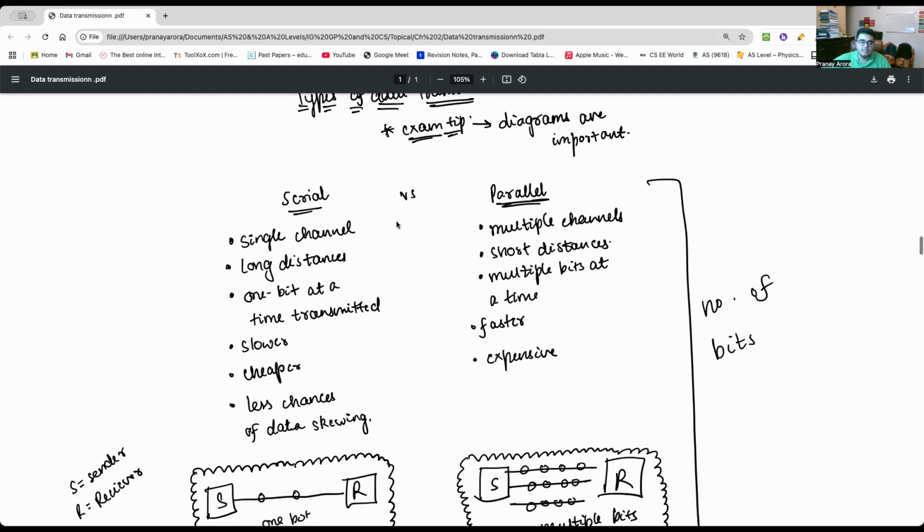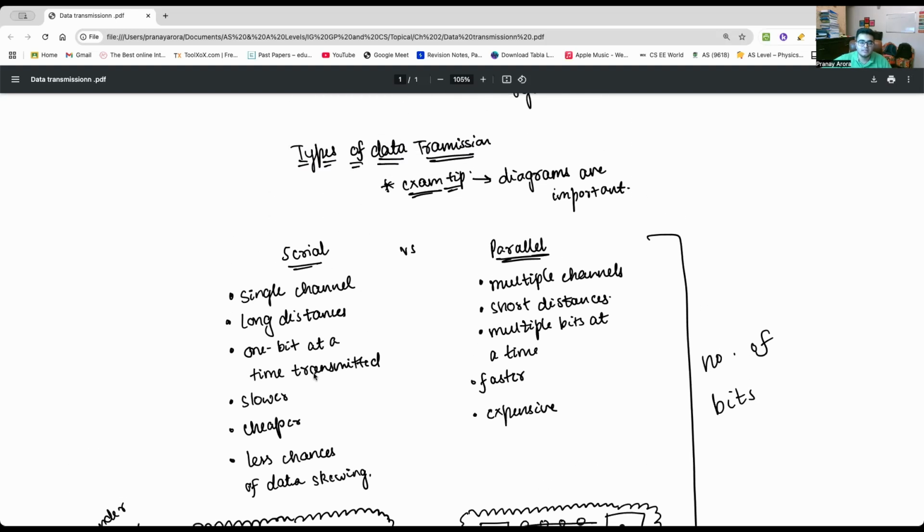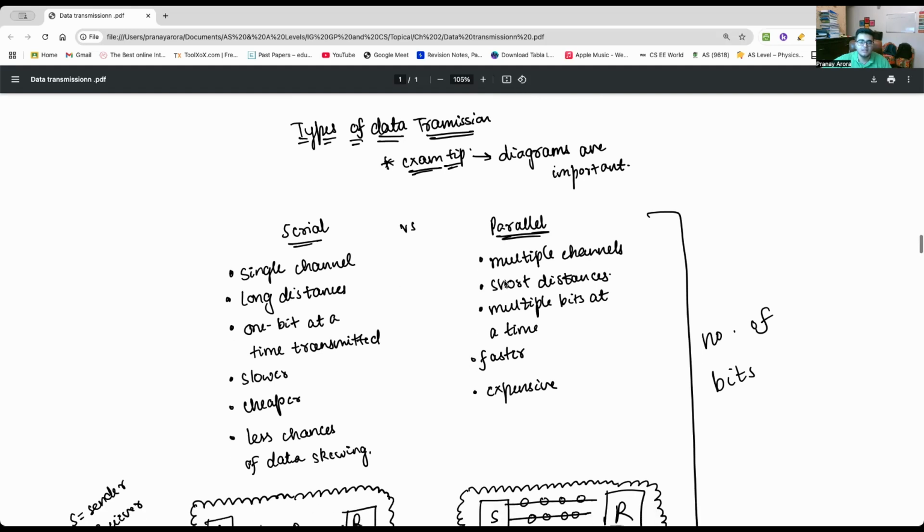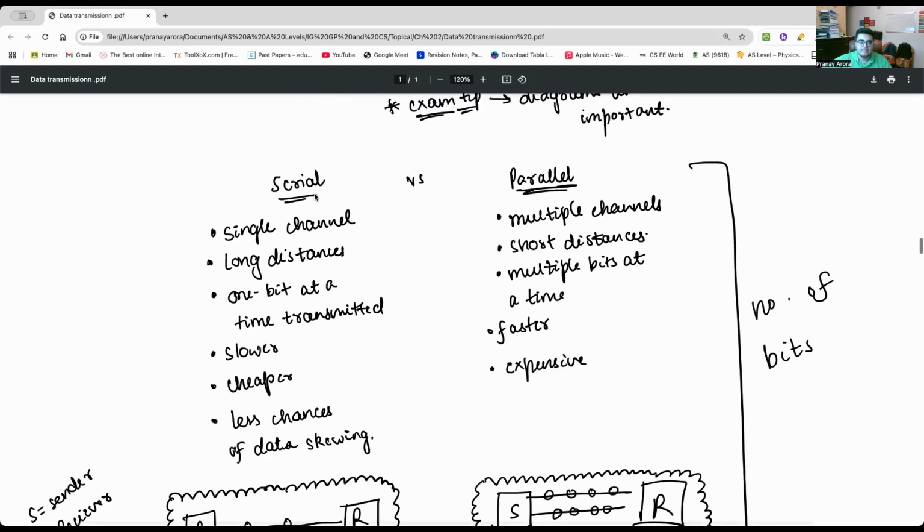Now let's talk about the advantages and disadvantages and the differences between serial and parallel. So serial only has a single communication line as we saw in the module, whereas parallel has multiple channels. Serial is best suitable for long distances since it's a single wire, we can make it long, but it is pretty slow because only one bit at a time is transmitted. For parallel, since we have multiple wires, it is only for short distances. The particular distance for parallel is 5 meters. Parallel, short distances and multiple bits at a time.